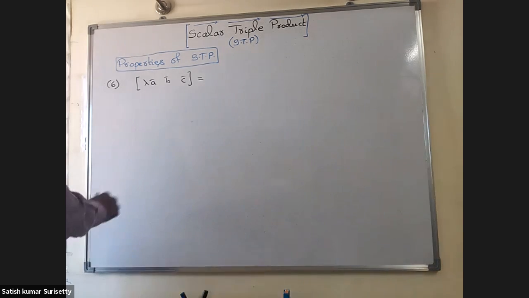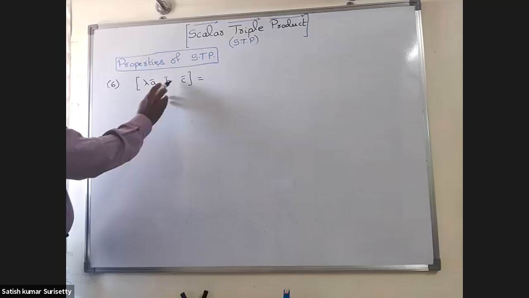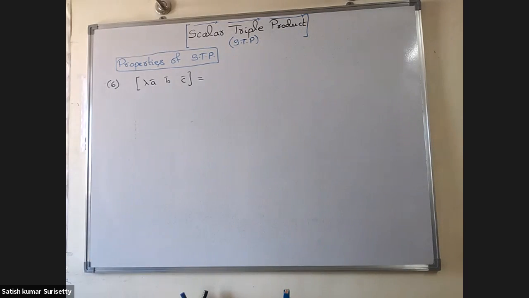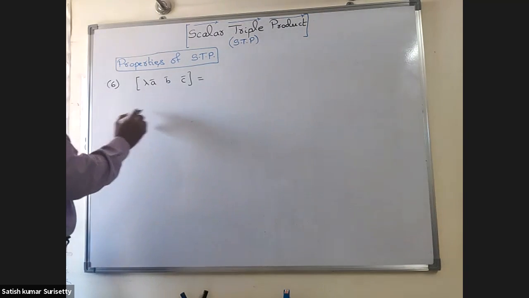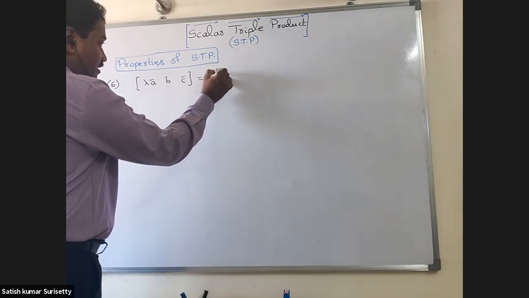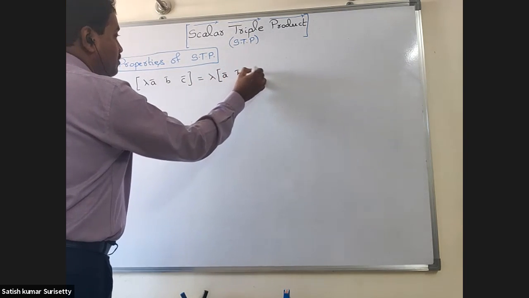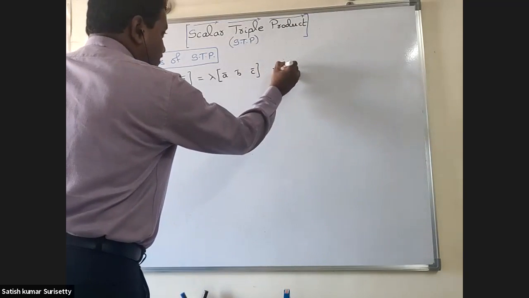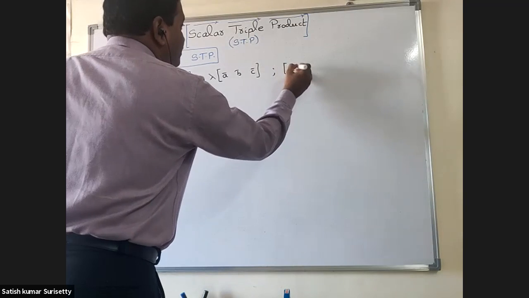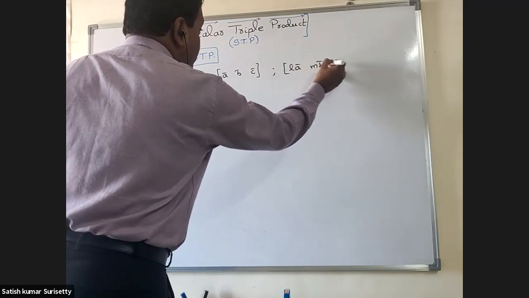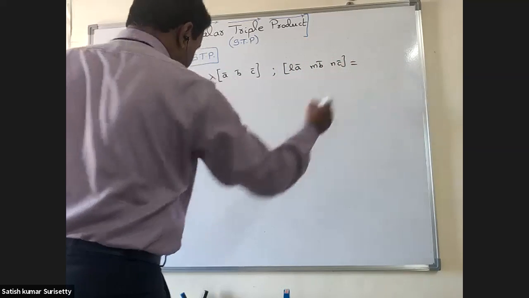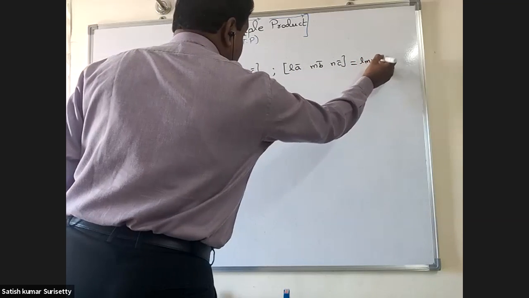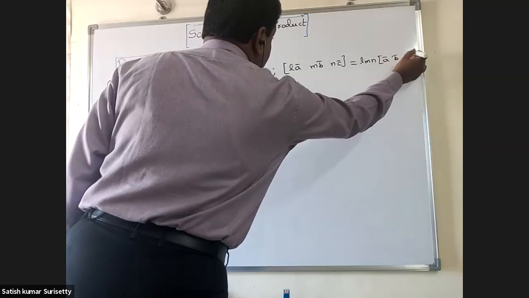The scalar triple product of lambda A bar, B bar, C bar. So if any one row is multiplied with a constant in a determinant, you can take that constant outside. That means here also you can take lambda outside: lambda times the scalar triple product of A bar, B bar, C bar. In case you have L A bar, M B bar, N C bar, where L, M, N are scalars, then it equals L M N times the scalar triple product of A bar, B bar, C bar.